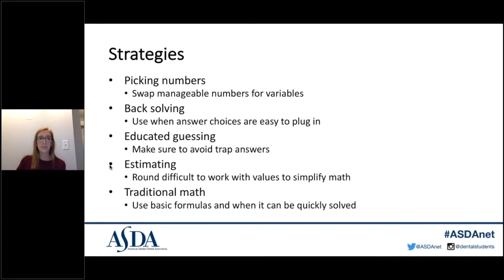Back solving is when you use answer choices that are easy to plug in. If there's a question that you might not know how to solve, or in order to be faster, you can take whatever the question stem is and plug your values back into that. Educated guessing is really useful, but you just need to make sure to avoid trap answers. So when you're guessing, make sure you do that educated. For estimating, if you're using values such as 5,444, you could round that to 5,500 to make your math easier.